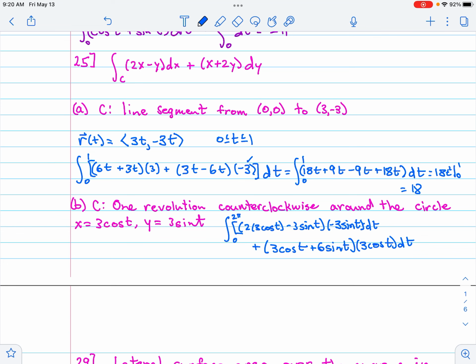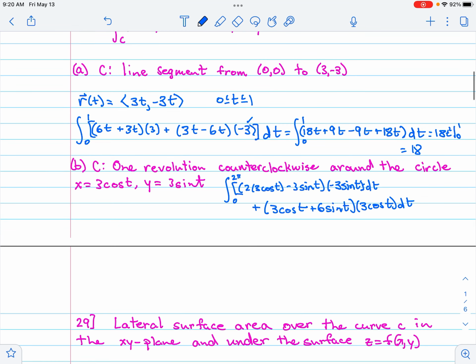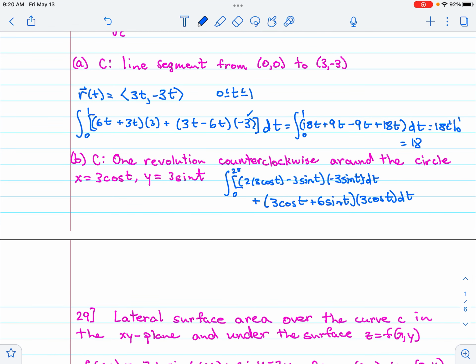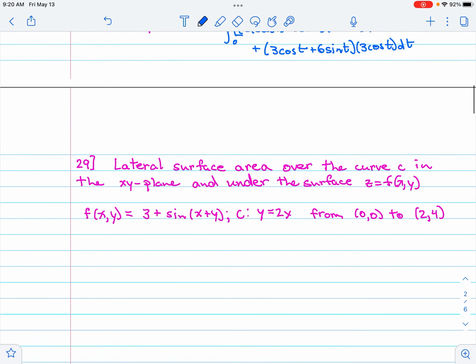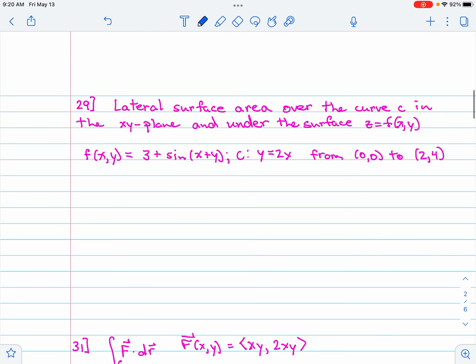Okay, and then we would just work that out, and it's just a matter of now doing the algebra, just distributing through, and you'll come out with the integral. But that's the setup. Okay, now let's jump down here to number 29.